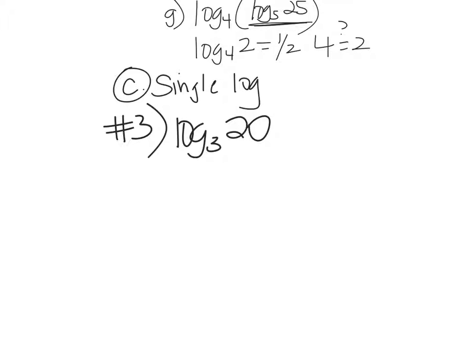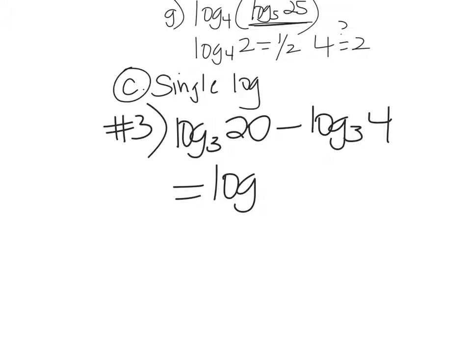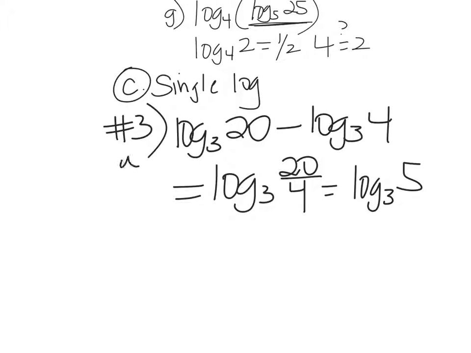Log base 3 of 20 minus log base 3 of 4. Now, this is not evaluate. This is just write as a single log. So we want to keep the log in our answer. Okay, so we're going to rewrite this as log what? Log base 3 of 20 divided by 4, which is log base 3 of 5. And that's it. You just keep it. Done. All right, that was A.